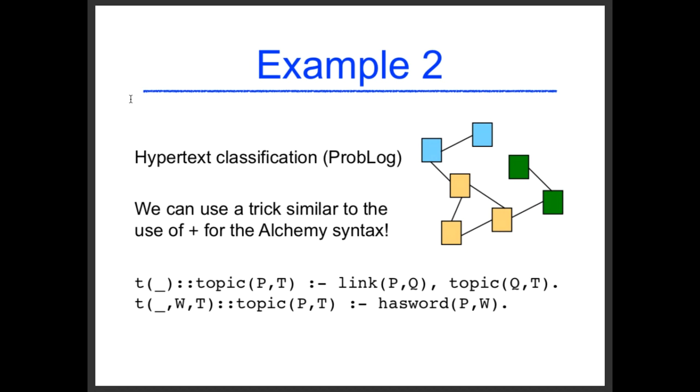And here, with this syntax, you say exactly like in Alchemy that for each possible combination of constants of W and T, you are also going to learn a different rule. Exactly the same as with the plus for Alchemy. So you will have a different weight for coffee food, coffee sport, soccer sport, soccer food, and so on. Exactly the same.